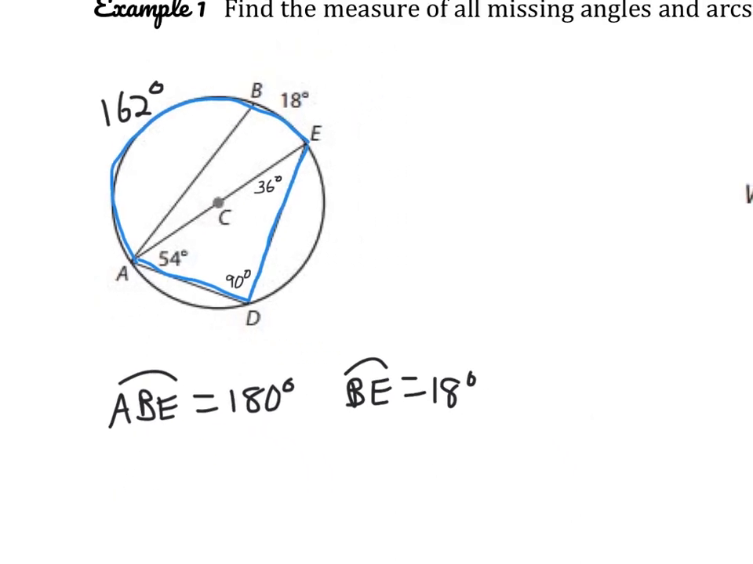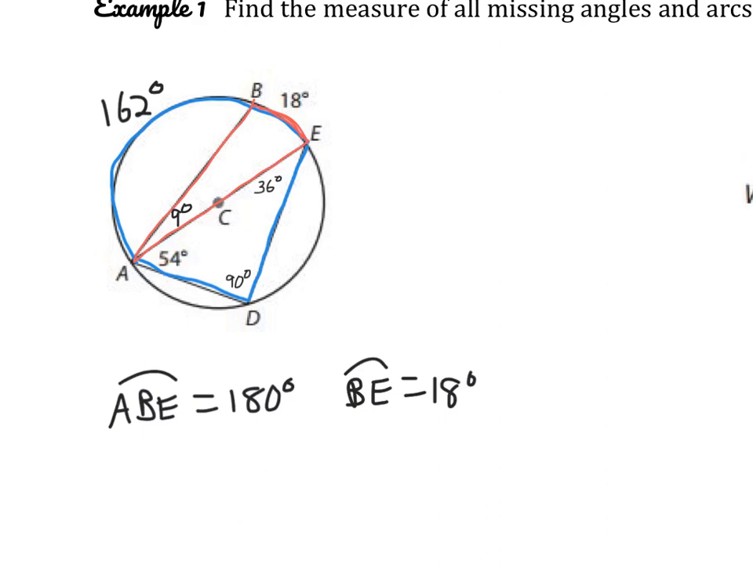Okay, so now let's look at the inscribed angle that goes with arc BE. So here's arc BE, and then the angle that goes with it is right here. Remember, the angle is always exactly half of the arc. So if the arc is 18 degrees, this angle should be 9 degrees.